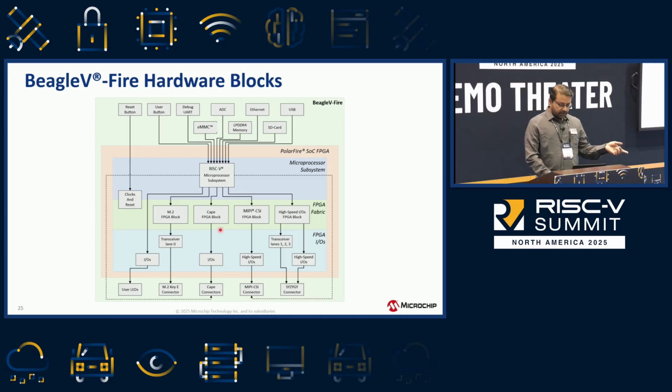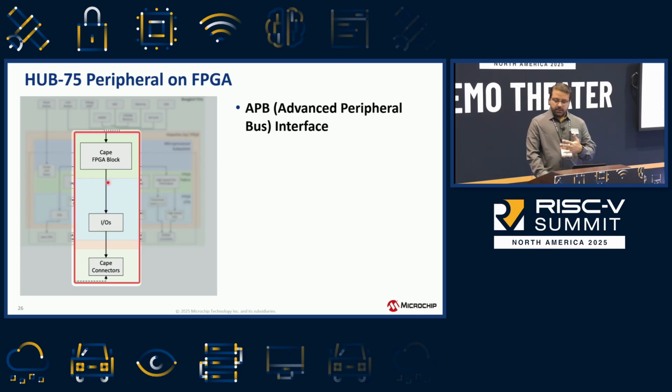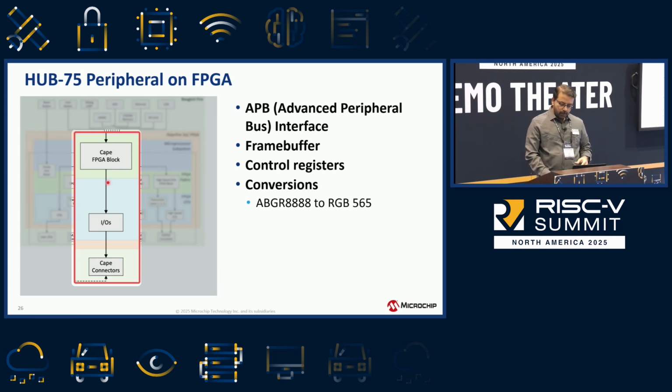In this particular system, we have implemented what's shown here. So the CAPE implementation. What it essentially has is an APB bus. This is the AMBA bus interface that's implemented between the microprocessor system and the FPGA, so that you can communicate and control the IP blocks that are implemented on the fabric. We've implemented some frame grabbers and control registers, and then we've done some conversions.